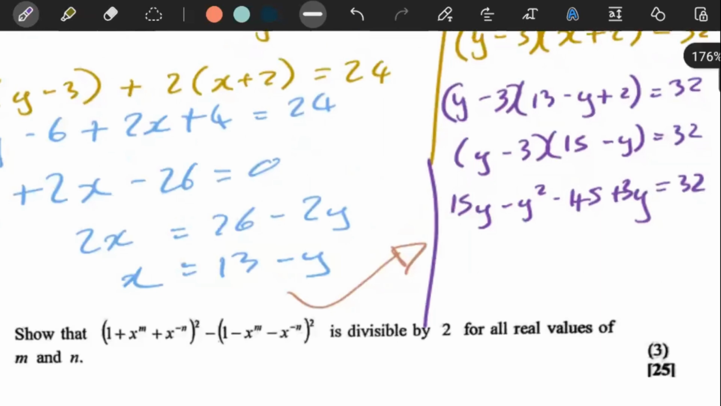Anyways, let's put everything on one side. If I take everything to the other side, you're going to have 0 is equal to y squared. Maybe make this a bit smaller. And then zoom in.